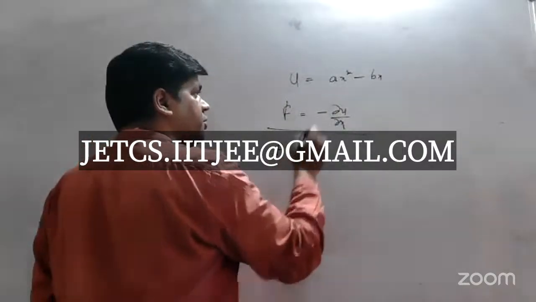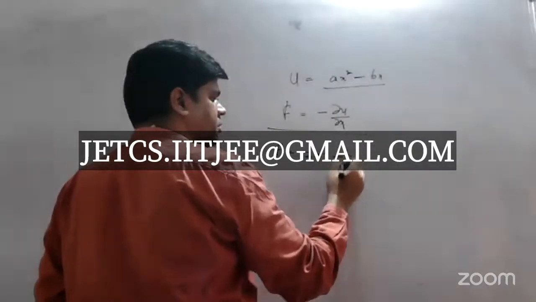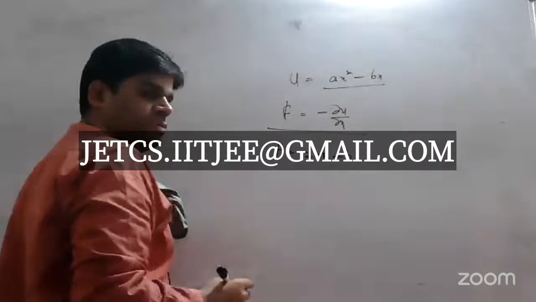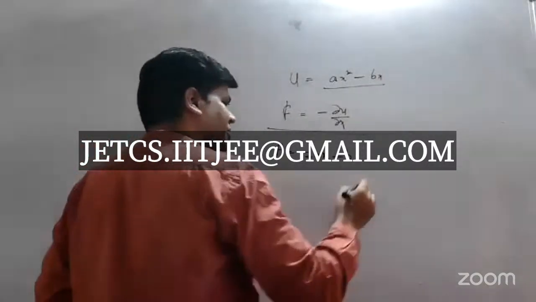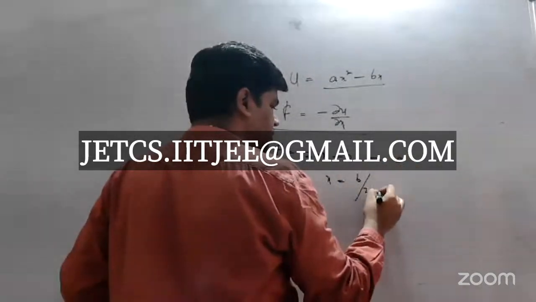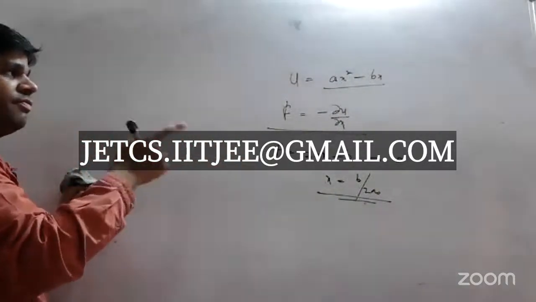So F is equal to minus the derivative of ax square minus bx. Yes, sir, 2ax minus b, right? So this is equal to 0 if I equate. x is equal to b by 2a is my equilibrium position. We should be able to also look at this graphically and tell, right?